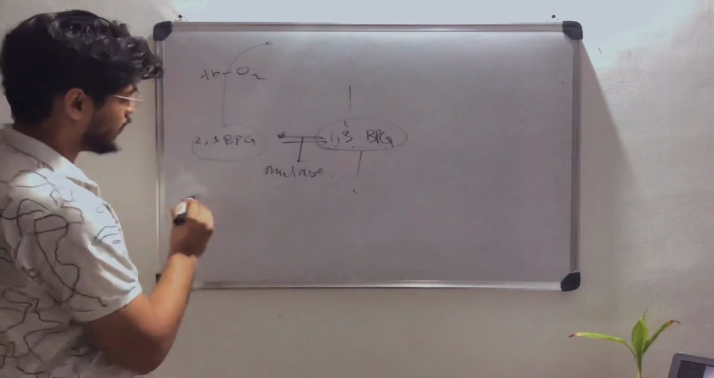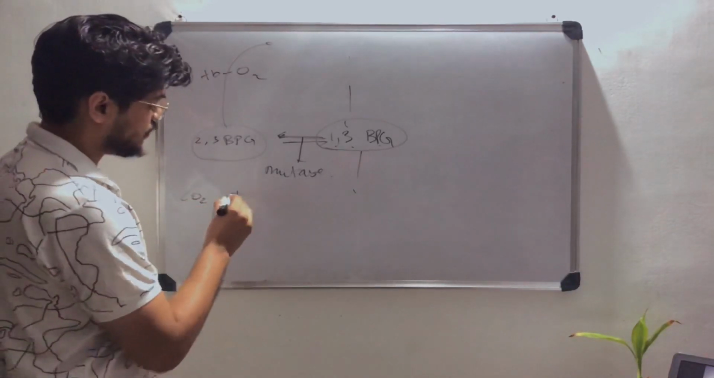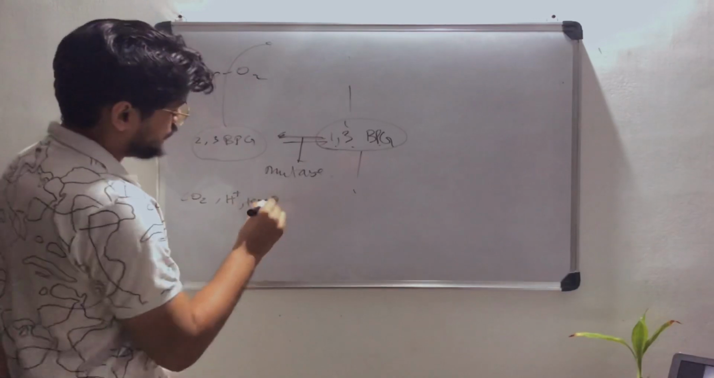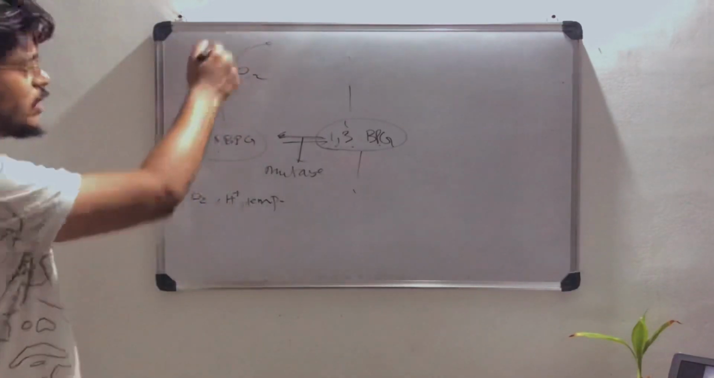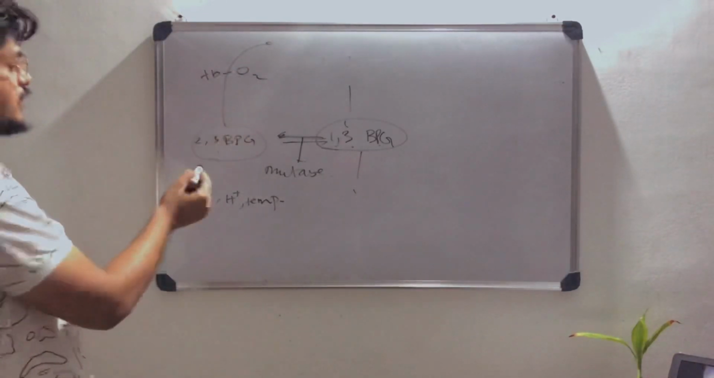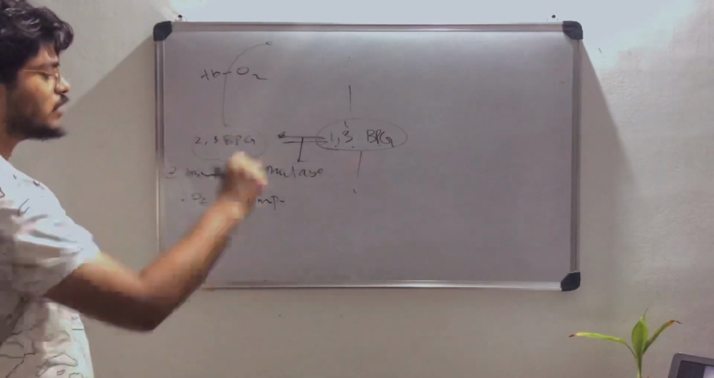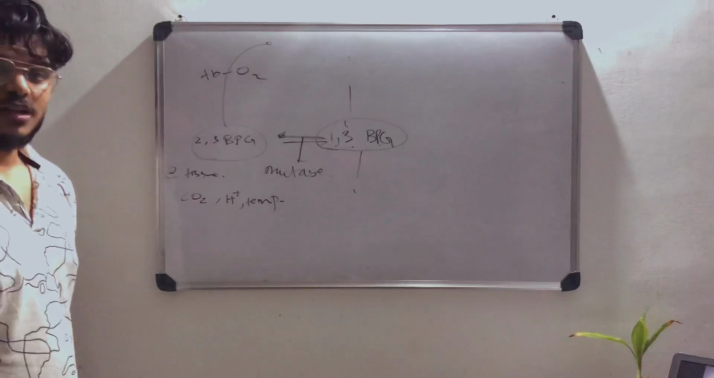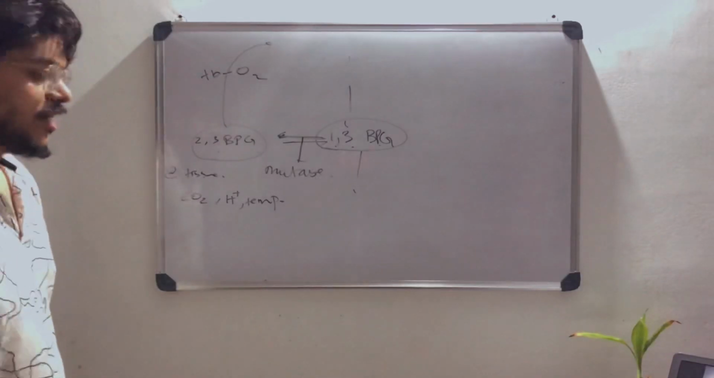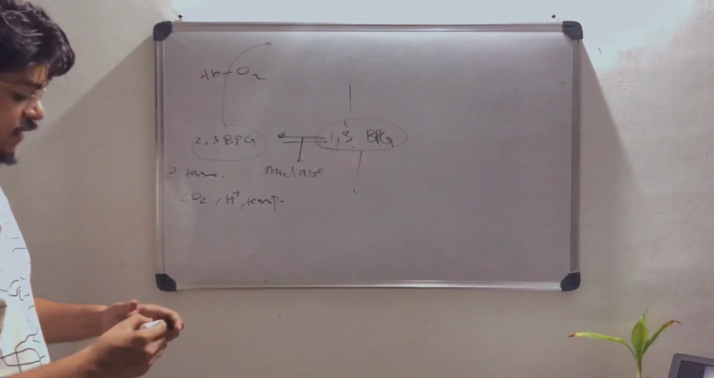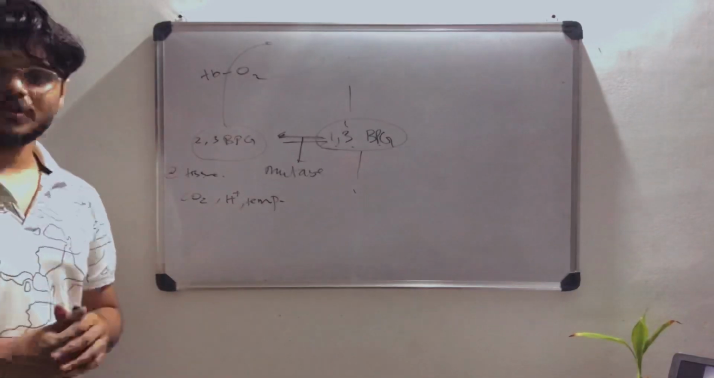Also, along with carbon dioxide, H plus and temperature, this 2,3 BPG is also helping in the release of oxygen, and it is present at tissues. It is more at tissues. Understood? So that's there. Now we have to deal with some problems of hemoglobin.